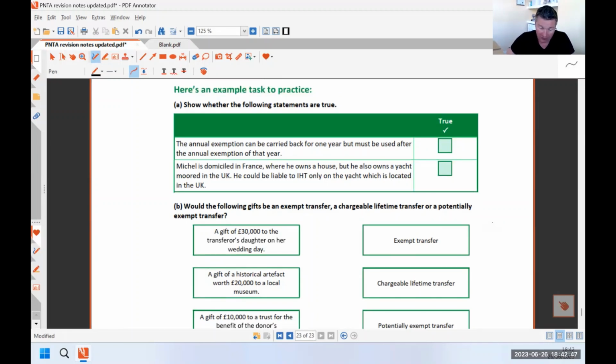First one here, true, false. The annual exemption can be carried back for 1 year, but must be used after the annual exemption for that year. Do we think this is true or false?